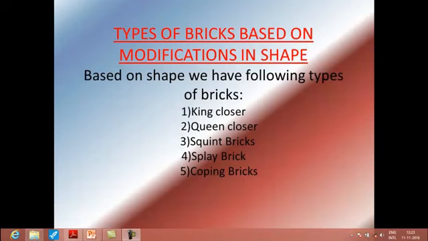Such bricks are required in partition walls, in the copings, and in the plinth. The modifications are like king closer, queen closer, the square bricks, splay bricks, and coping bricks. If we discuss the king closer, the brick is so modified that it has length and width only on one side, and on the other side the length and width has partially been cut.